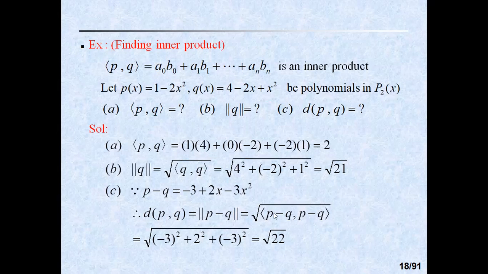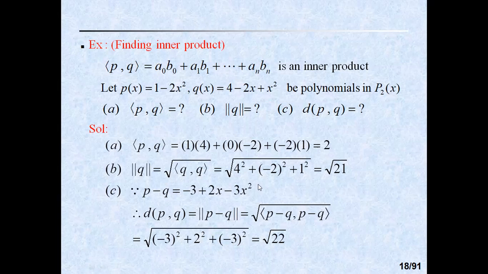That is the square root of the inner product of p minus q with p minus q. That is minus 3 square plus 2 square plus minus 3 square, which is 9 plus 4 plus 9, that is 9 plus 9 is 18, 18 plus 4, root 22. This is the way to find the norm of a vector, the inner product of two vectors, and the distance between two vectors. This is the way to find the formulas using inner product.